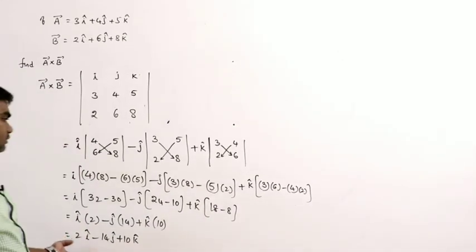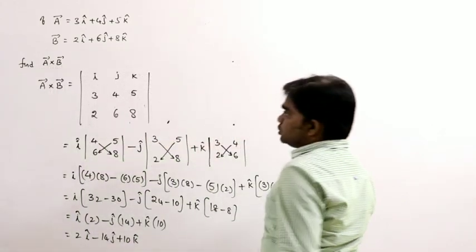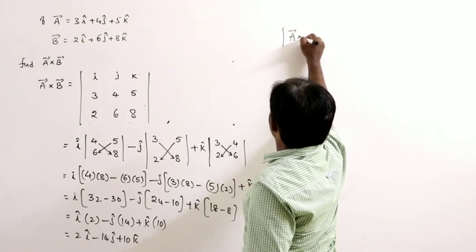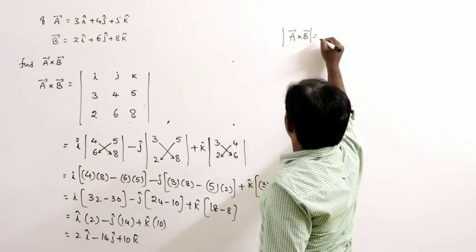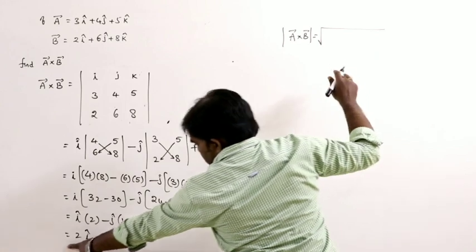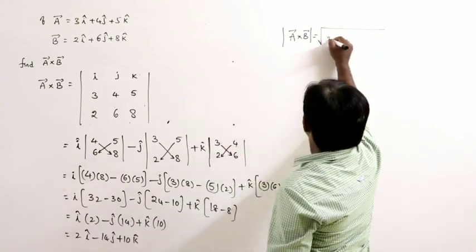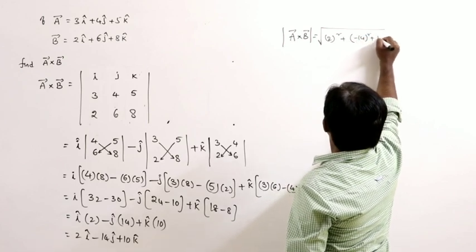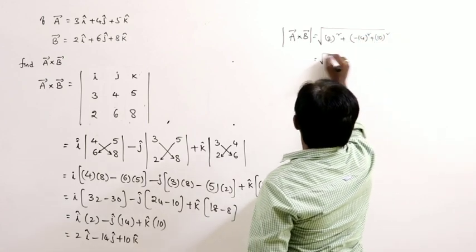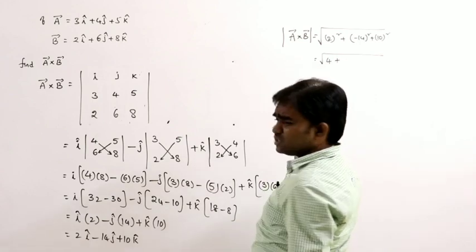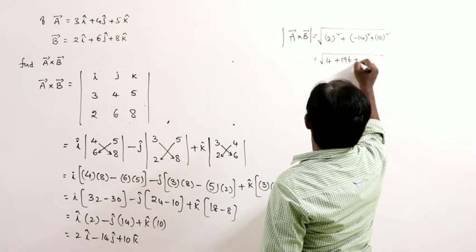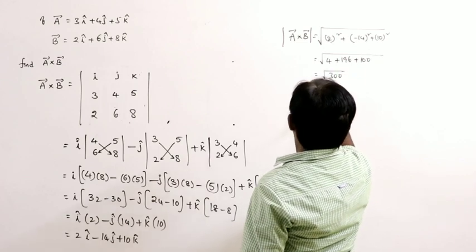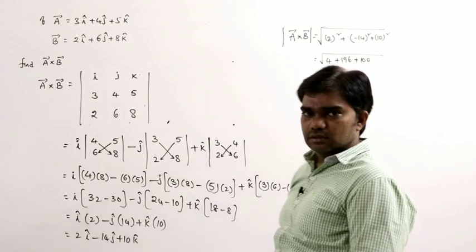So this is the vector. Now the magnitude of A cross B: how can you calculate it? The magnitude of A cross B can be written as the square root of the magnitude of this vector. So 2 whole square plus minus 14 whole square plus 10 whole square. 14 14s are 196, plus 100. So that is root of 300, or 10 root 3.